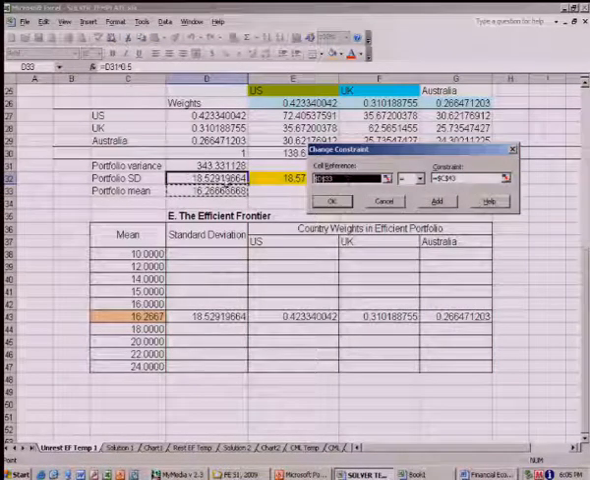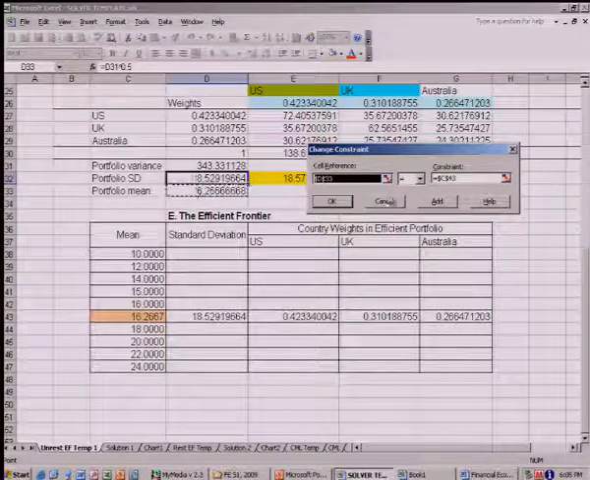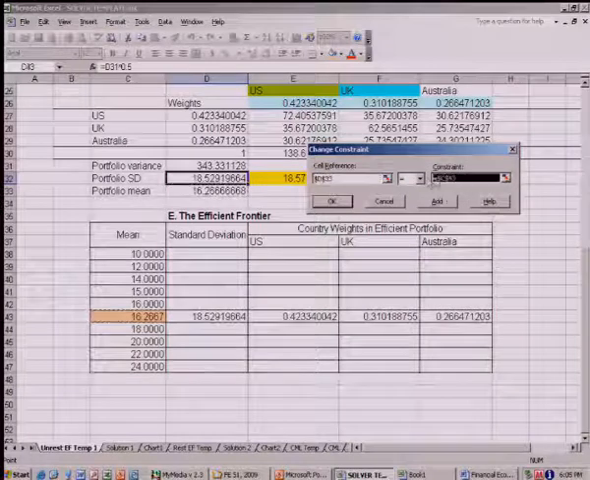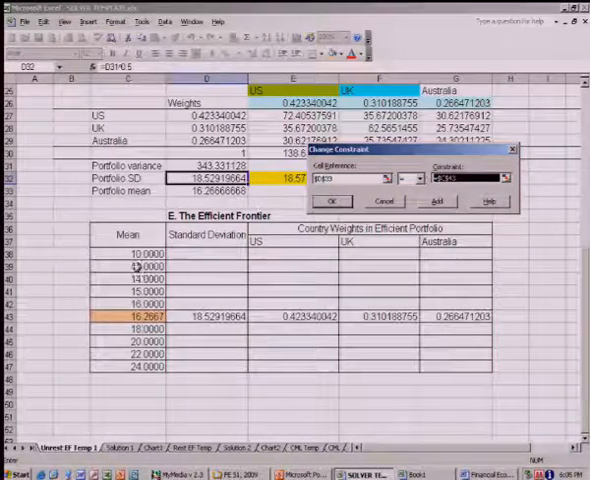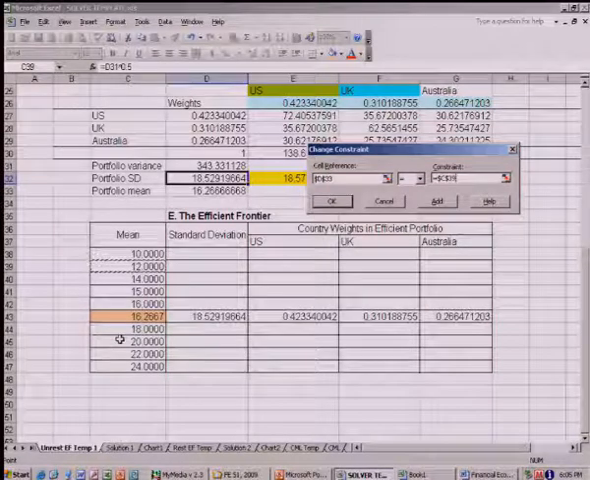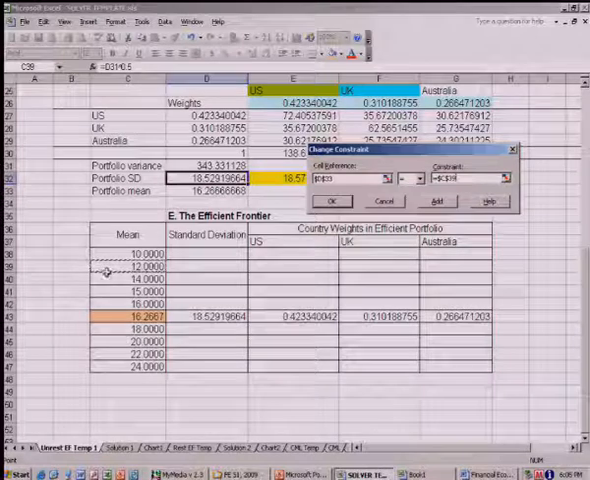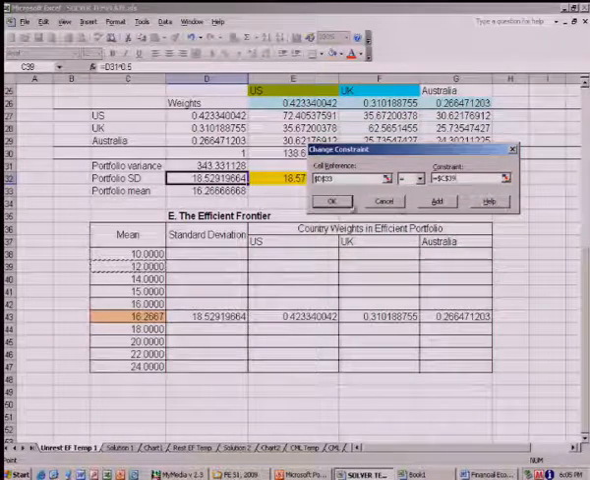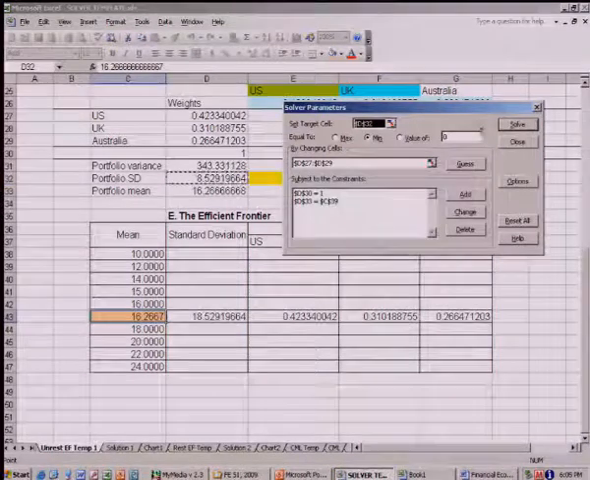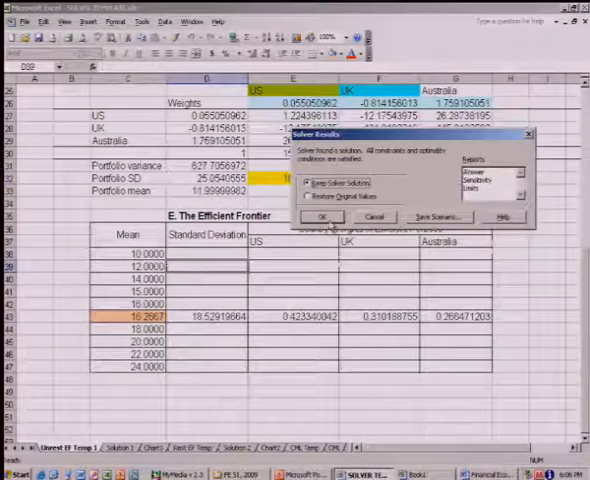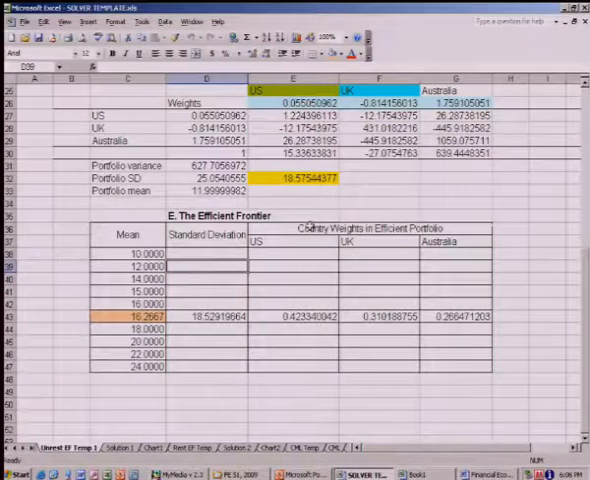And I will ask that your portfolio expected return, which is in cell D33, be equal not to the 16.26%, but, as I said, I want to achieve the target return of 12%. So I select the reference cell that contains the return of 12%. I click on OK, and then I click on Solve. I've been asked again whether I want to keep the solution, and yes, I do want to keep it.